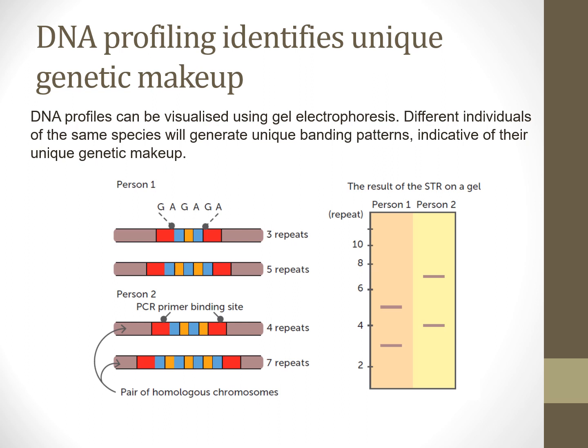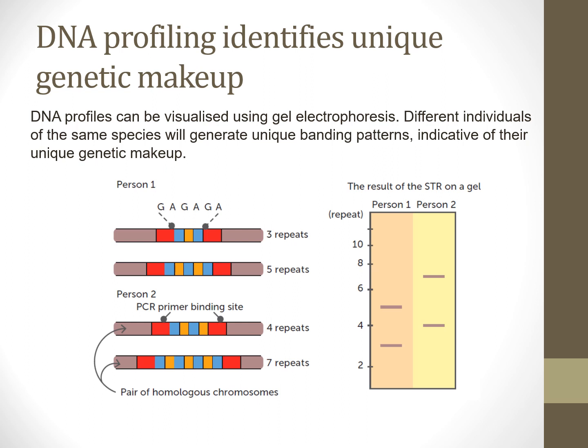So we can see in person number 1, their repeat is GA, GA, GA. And that is repeated 3 times. Other people will have different amounts of repeats on their DNA. So we can see that person number 2 has got 4 repeats of the GA, and on their second chromosome, they've actually got 7 repeats.